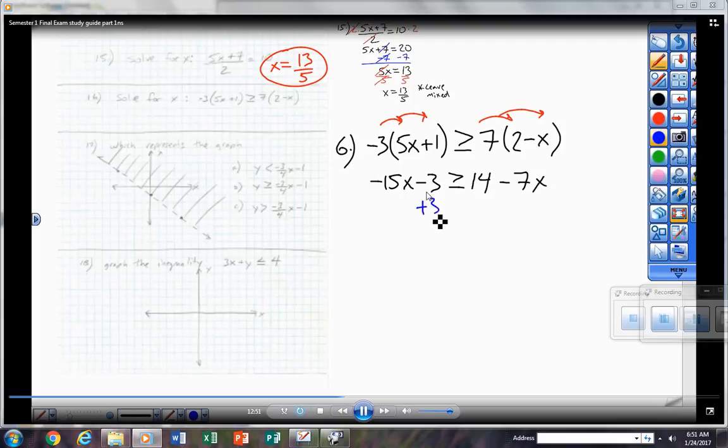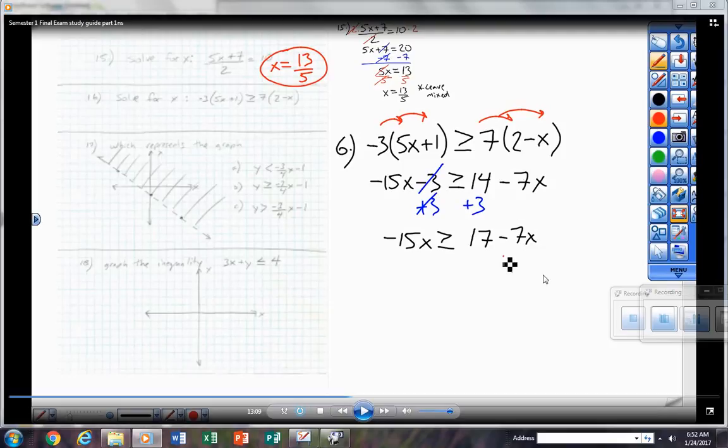So again, I'm going to start this just like a variables on both sides equation. Start by adding 3 to both sides. Make sure you add 3 to the number and not the term. Those will cancel away. Bring down the -15x, the inequality. 14 plus 3 is 17. Bring down the -7x, and now the crucial step.